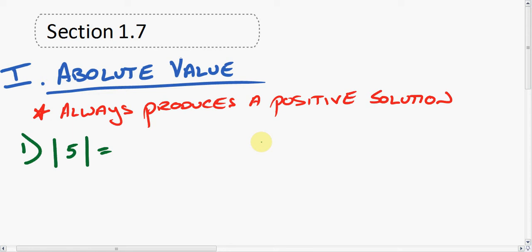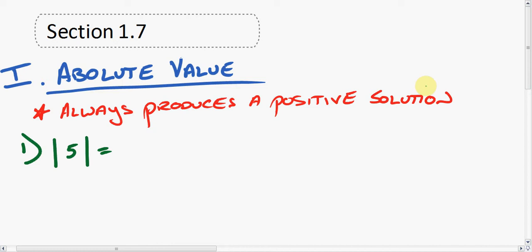This is section 1.7, part 1, where we're going to look at absolute value. If you remember from pre-algebra, absolute value always produces a positive solution, meaning you're always going to get a positive answer. It doesn't matter if you have a negative number, it's going to give you a positive answer.